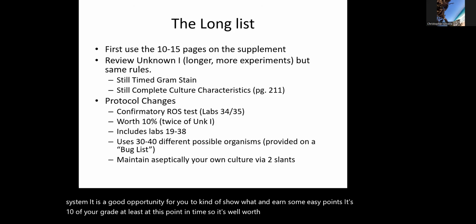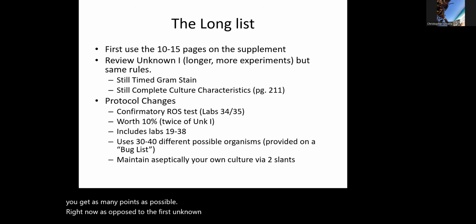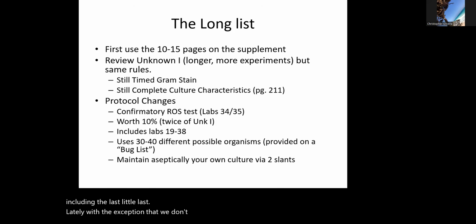Make sure you get as many points as possible, right? Now, as opposed to the first unknown, where some of those changes only worked on the stains and on motility, here you're going to use that and the metabolic assays. So that includes those last set of labs we've been working on lately, with the exception that we don't use things like antibiotic resistance or anything like that, right?